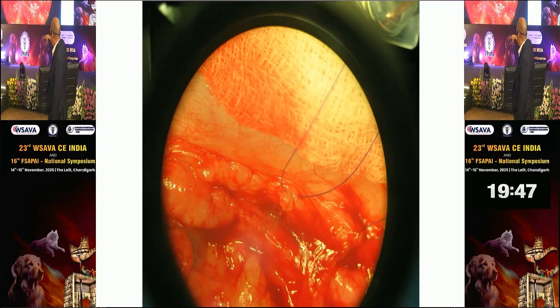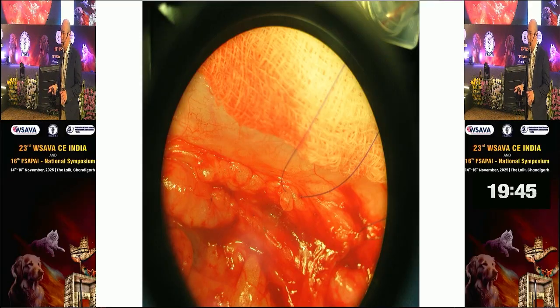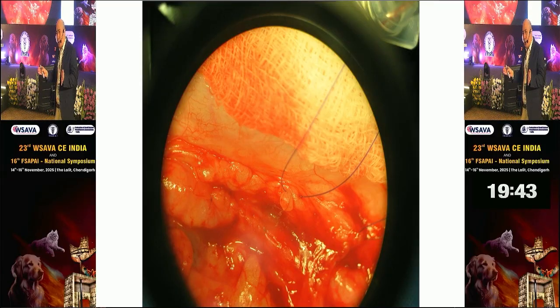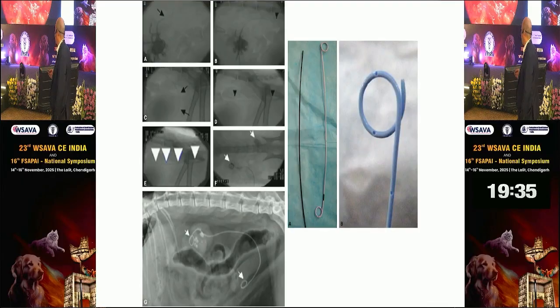But this is done under an operating microscope. It's technically difficult. If it's distended, it's quite possible, but leakage is the biggest problem here. And so outcomes after this surgery were variable. Sometimes we get good results, sometimes we don't.